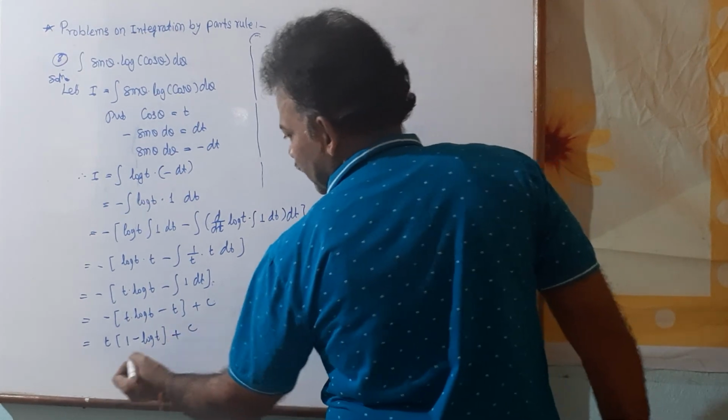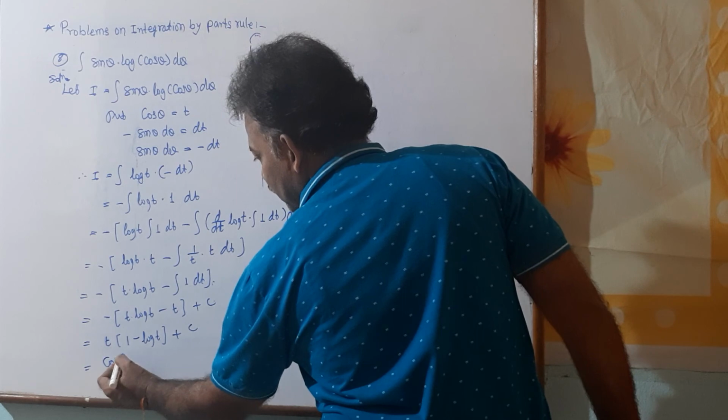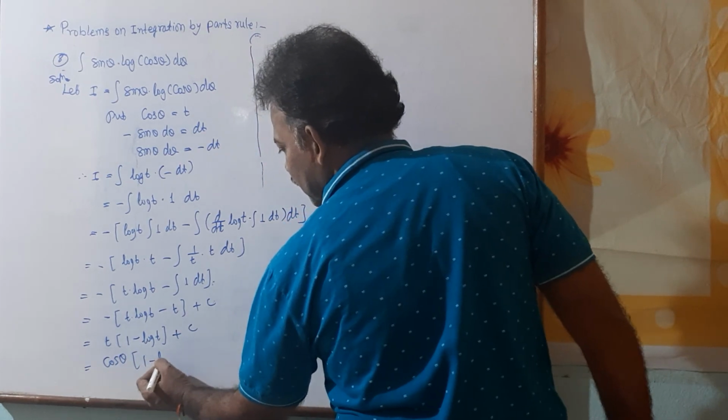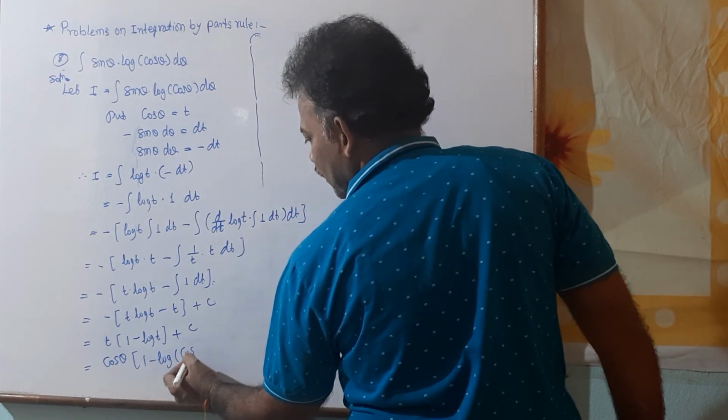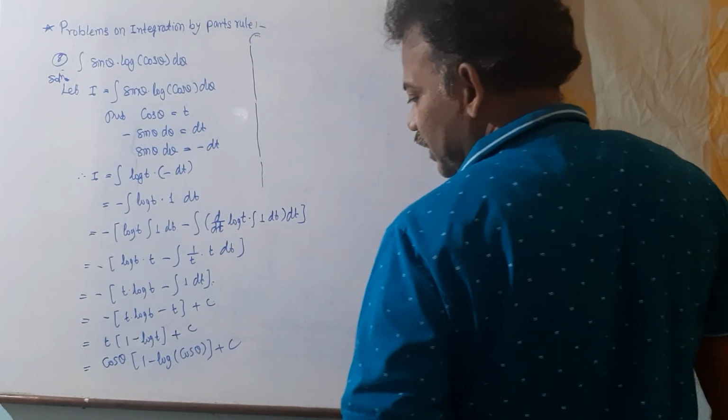Plus c, and finally replace t. t means cos theta. So cos theta in bracket, 1 minus log t, means log cos theta, plus c. Hence the solution is completed.